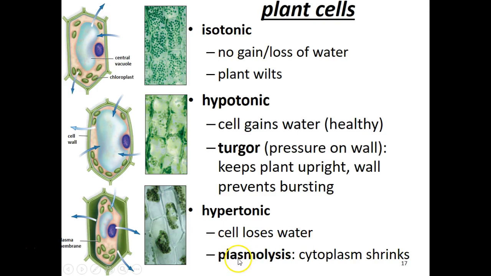And then we have hypertonic solution. Cell loses water, so in this case, because we have cell walls, the walls don't change in shape or in structure, but the plasma membrane shrinks away from the walls of the cells. And that's called plasmolysis.